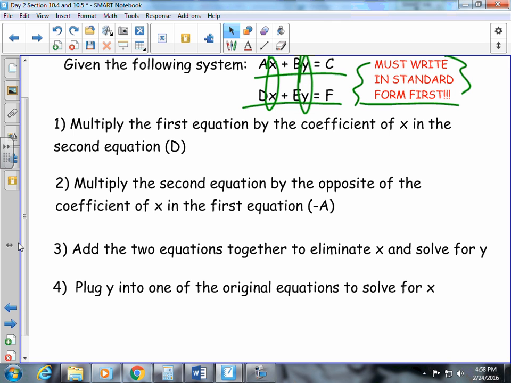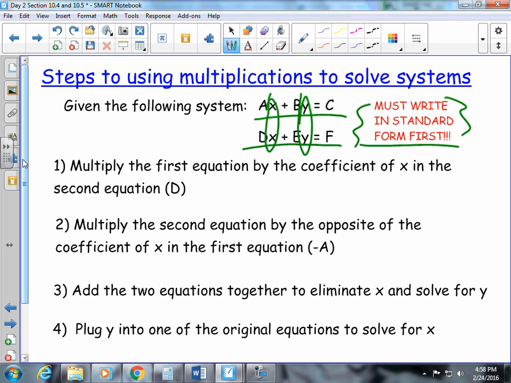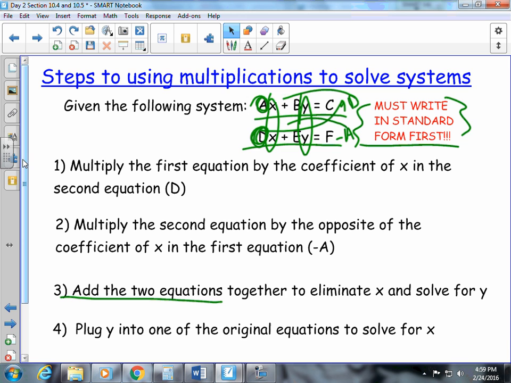Okay, so hopefully you got them all written down now. So you're going to multiply the first equation by the coefficient of x in the second equation, d. And multiply the second equation, or the first equation, by the opposite of what that is. So negative a goes here. Multiplying through, multiplying through. We're going to add the two equations together to eliminate a variable, and then we're off to the races like we've seen a bunch of times.